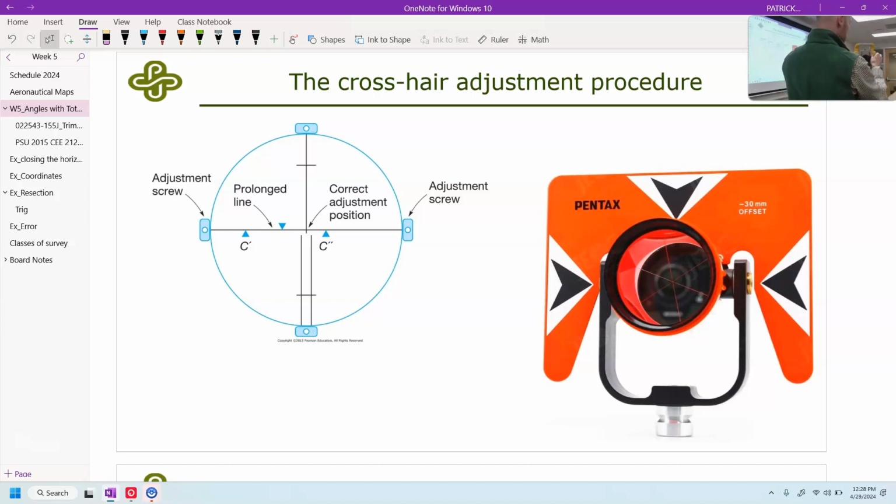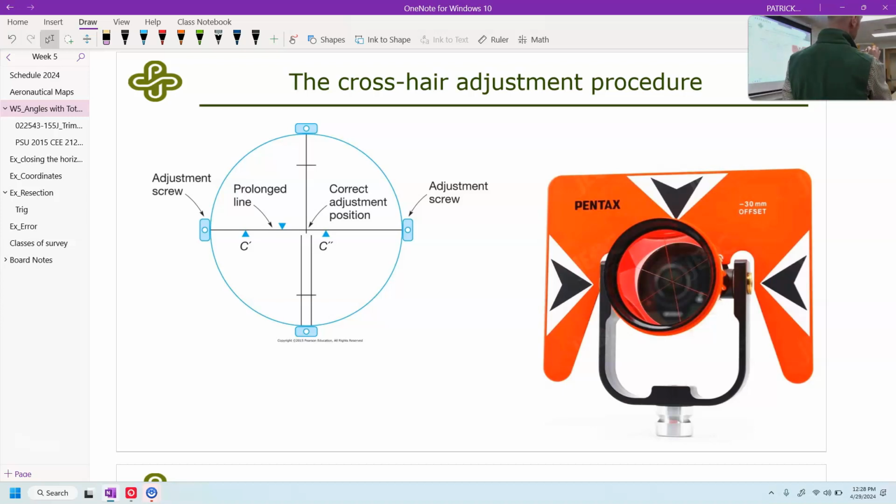Just because, when you push it with your fingers, you can kind of do gross adjustments. But then you're like, oh, I'm getting close to the crosshairs. How do I get it exactly on the crosshairs? That's where you'll want to use these knobs to do this fine tune. Like, oh, it's a little right.